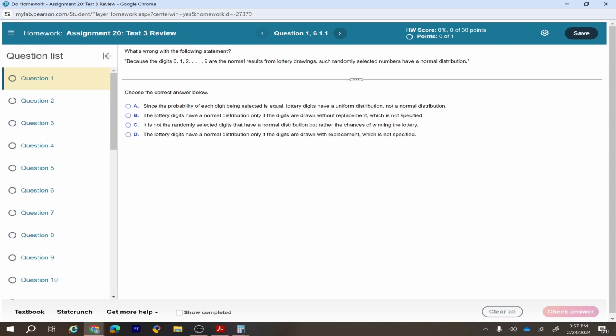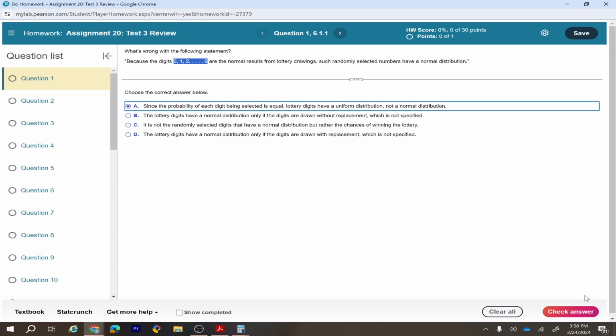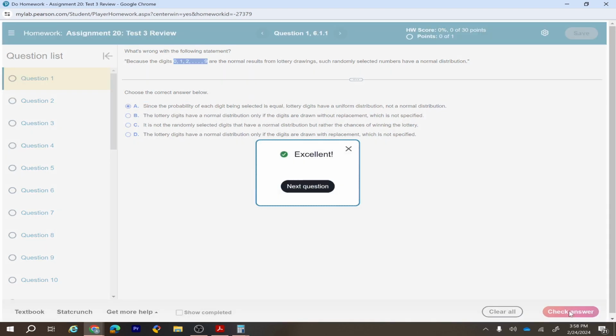Because the digits 0, 1, 2, 3 up to 9 are the normal results from lottery drawing, such randomly selected numbers have a normal distribution. Okay, so if you try to pick any number randomly, the chance of getting any number is equal, 1 out of 10, because there are 10 different digits. So instead of a normal distribution, it's a uniform distribution. So choose the option where it says uniform distribution, since the probability of each digit being selected is equal.